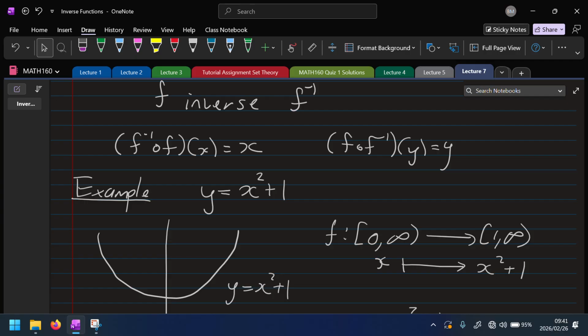Okay. So we immediately know that this is x. It's the domain for f. It's the codomain for f inverse. This is y. It's the codomain for f, and it's the domain for f inverse. Okay, and you get it for free. We don't even need to do any more calculations.